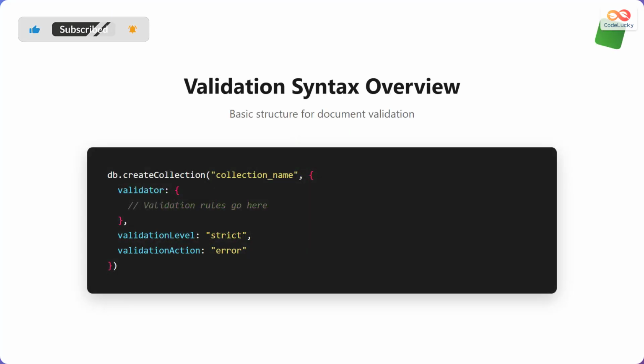Here's the basic syntax for document validation in MongoDB. First, use the db.createCollection command, specifying the collection name. Inside, we have the validator field where you will define your validation rules. Then, validationLevel, which can be set to strict, moderate, or off, to determine how strictly the validation rules are applied. Finally, validationAction, set to error to reject invalid documents, or warn to log warnings but allow the insertion.